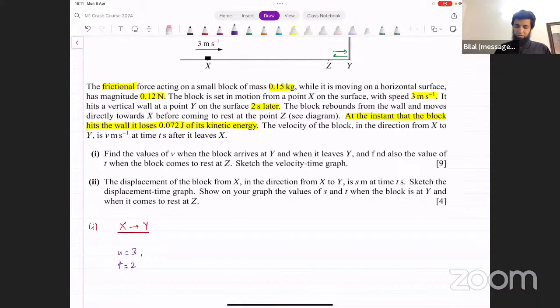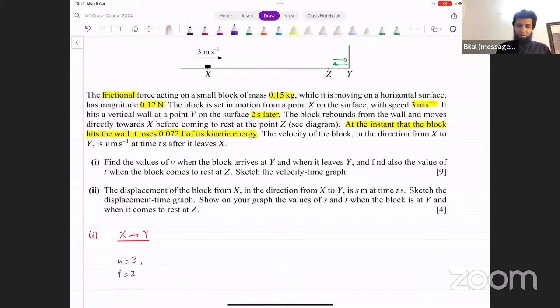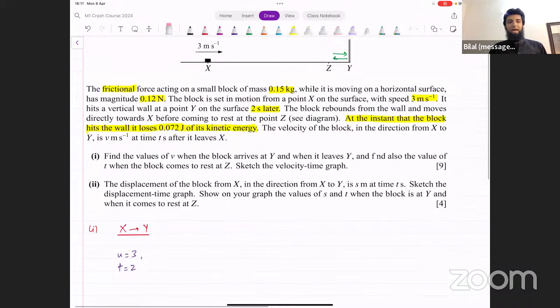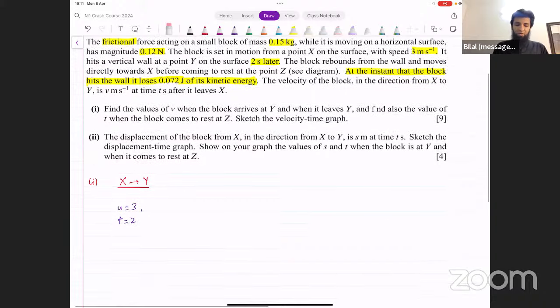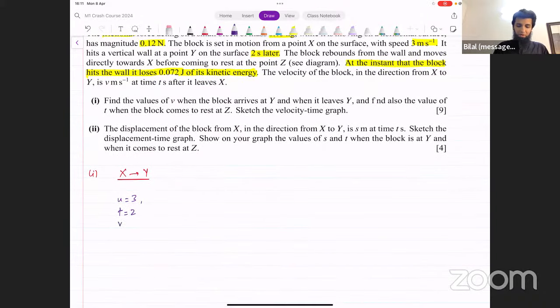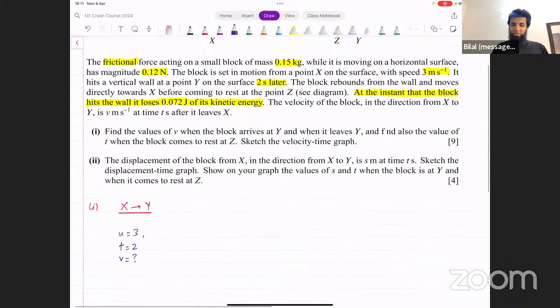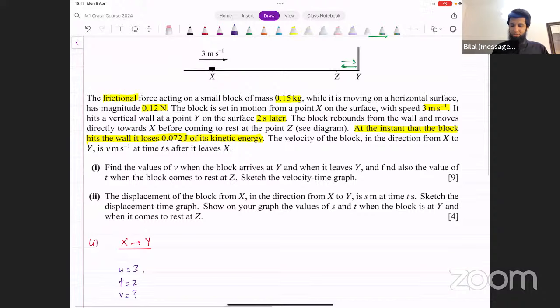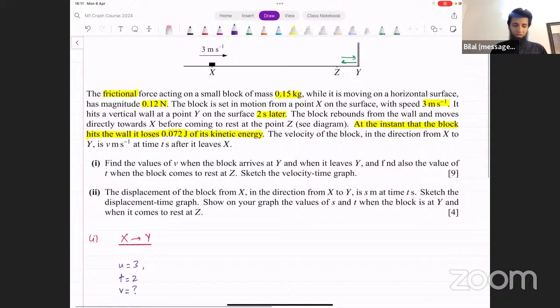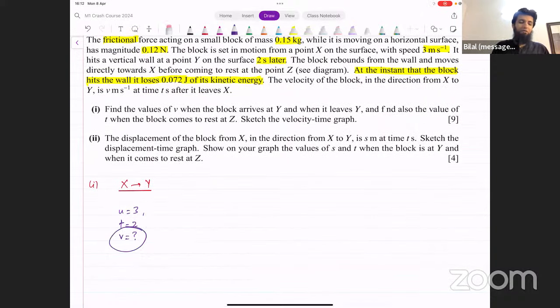What else do we know? The frictional force is 0.12 Newton. Let's think about the kinematics quantities that we do not know. Final velocity, well, that's what we have to find out. V is what we are looking for, the velocity at which the block hits the wall. Displacement, do we know the displacement? No, displacement is not given. Acceleration, no. Displacement and acceleration are not known. We have to find the value of V. Now we can't find that because we don't have enough information. We only have initial velocity and time.